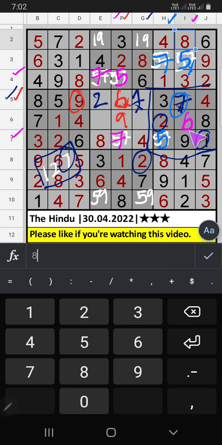6 is confirmed here. Column G, we have 1. So 1 can't come in this cell. 1 is confirmed here. Then 9 is here. Column G, we have 9. So 9 can't come in this cell. 9 is confirmed here. Then 5 is here. Sixth row, 2 numbers are remaining, 3 and 5. Column G, we have 5. So 5 can't come in this cell. 5 is confirmed here. Then 3 is here.